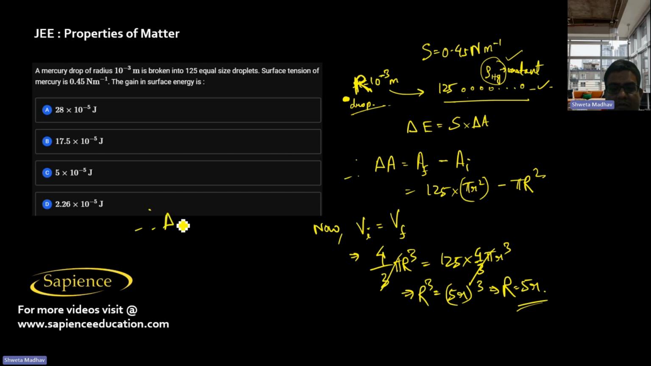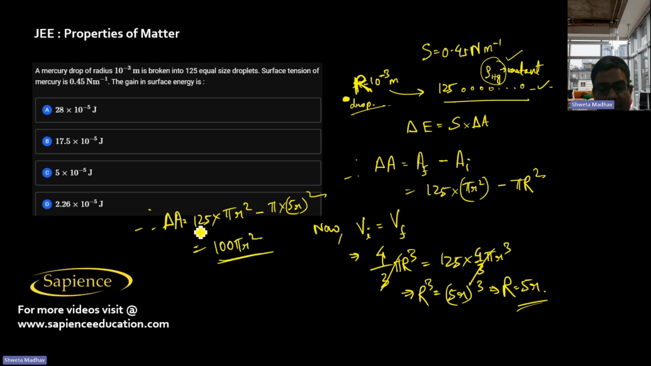Therefore, the gain in the surface area will be equal to 125 into pi r square minus pi capital R square, which is pi into 5r whole square, which is 25 pi r square. So it will be 100 pi r square. 100 pi r square is the increase in the surface area.